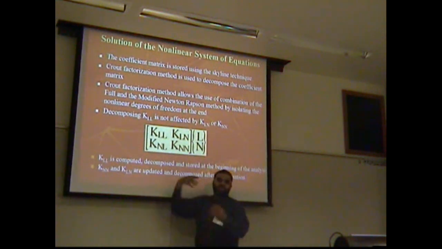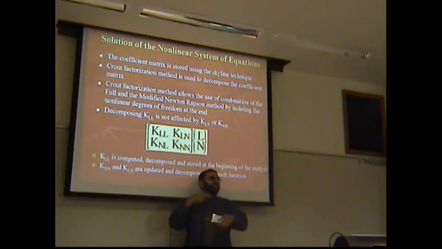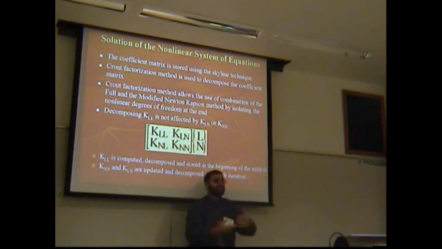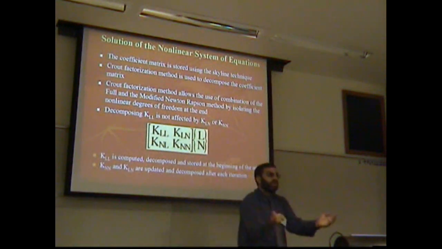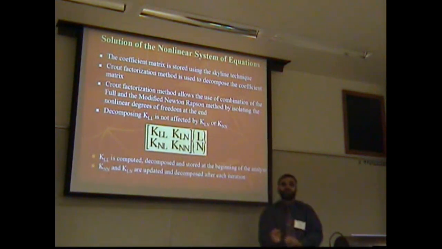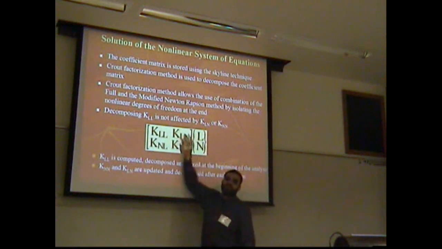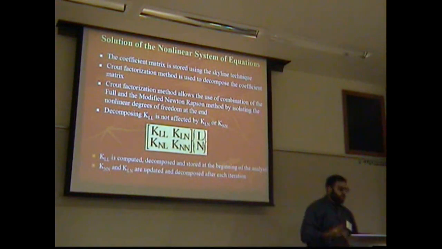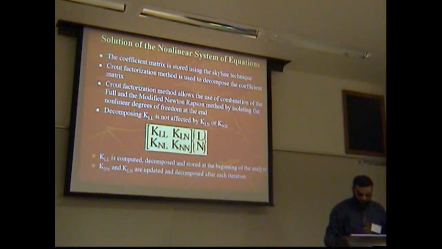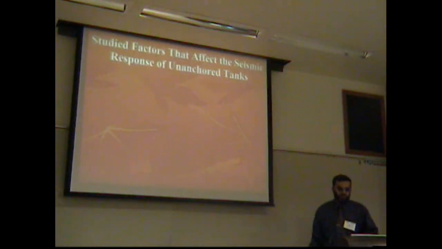This part, after every iteration, you can update it and factorize it, update it and factorize it. And this part is what? It's a small part, just the nonlinear degrees of freedom. Very, very little compared to the linear degrees of freedom. And this way, instead of having 6 months as runtime, you can finish the problem in a day or two.